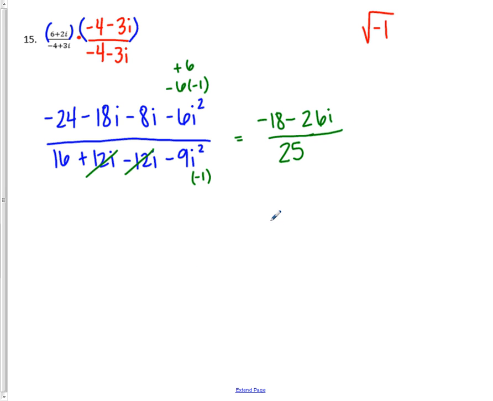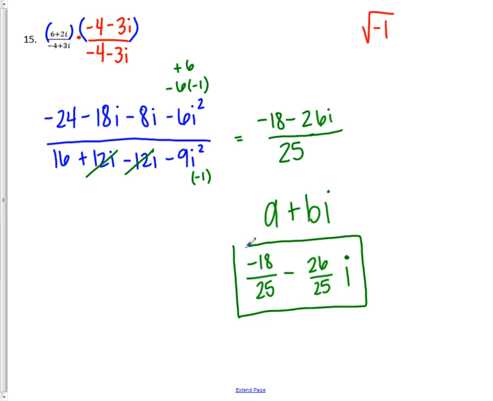And like we said last time, we want it of the form a plus bi. So we're going to just go ahead and split this up to be negative 18 over 25 plus, or I'm sorry, minus, let me go ahead and fix that, minus the 26 over 25i. And if you can, you would always reduce it, but in this case, none of those will, and this ends up being our final answer.